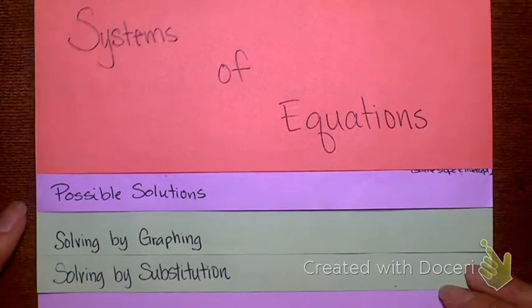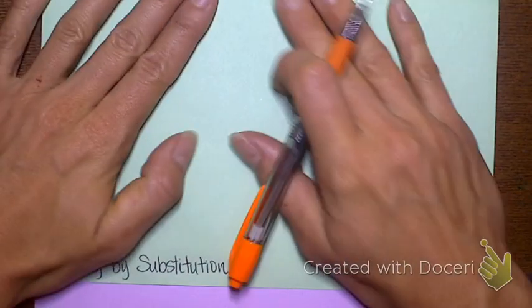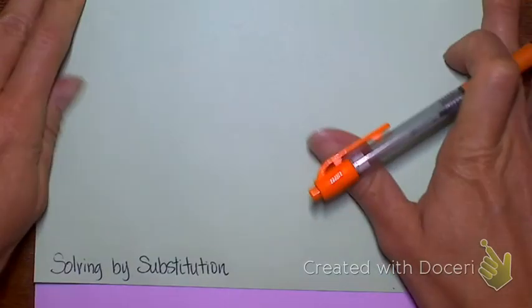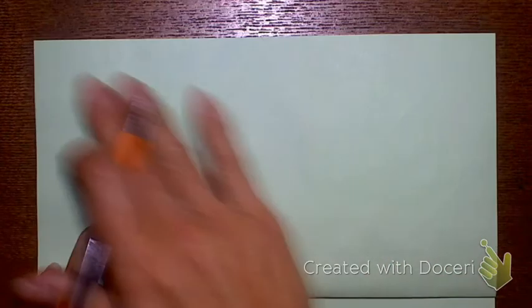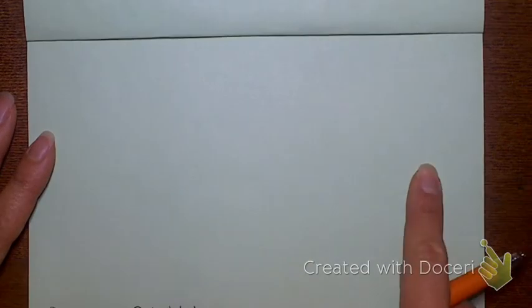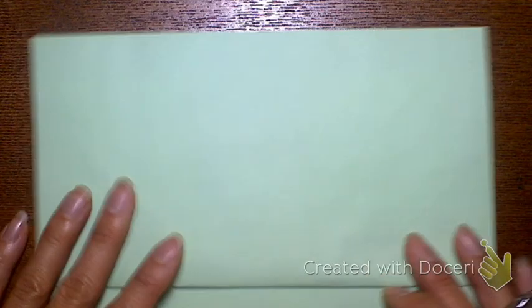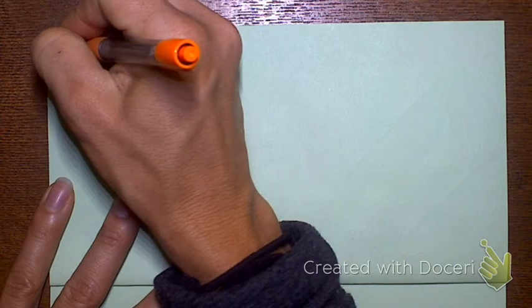All right, so go ahead and title that tab. All right, we're going to do 2 examples up here, and then we're also going to do 2 examples right here. Okay. All right, so let's go ahead and take a look at example 1.